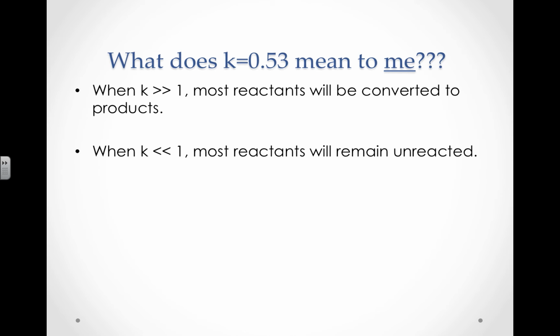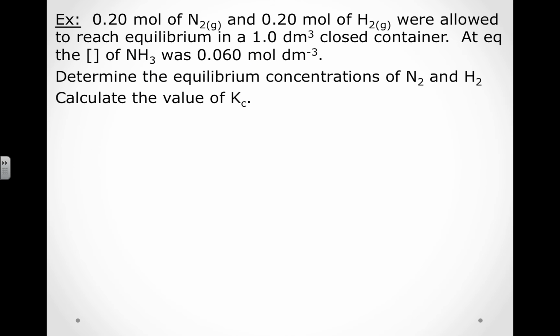And if it's much less than 1, then the converse is true, that we have mostly reactants, not products. Again, think about it in terms of the fraction. We have a lot of denominator, not a lot of numerator. We get a value that's much smaller than 1. Okay, so let's try something that's a little bit more complex.